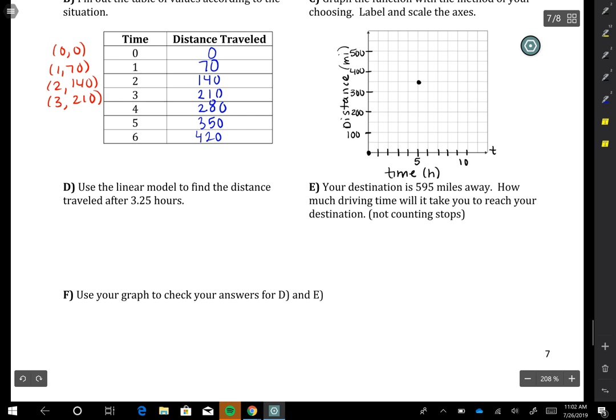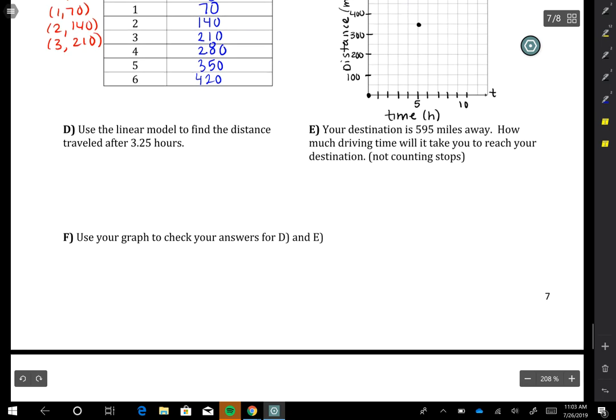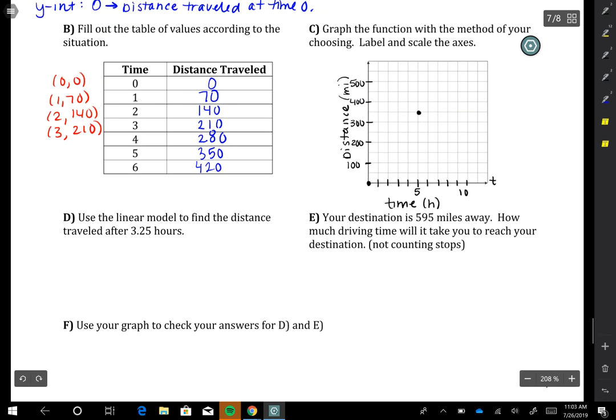Okay. So I'm going to try my best to draw a straight line because we want to be able to use this to answer questions. And if you have a straight edge, please use it. Okay, not bad.